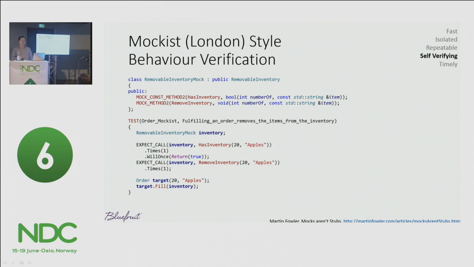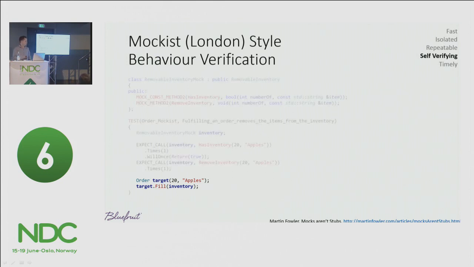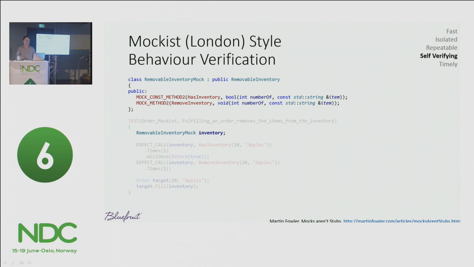The other style of TDD that we use is mockist TDD. Mockist TDD uses what's known as behavior verification. The system under test is exactly the same. This time I'm using a mock object that implements the removable inventory interface as the collaborator, and I've implemented it here using Google Mock. Mocks tend to be quite long-winded to write by hand, so using a framework is going to help.